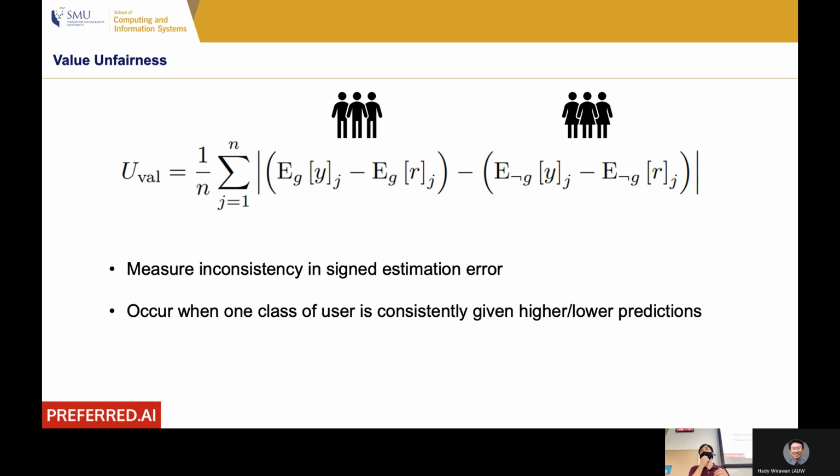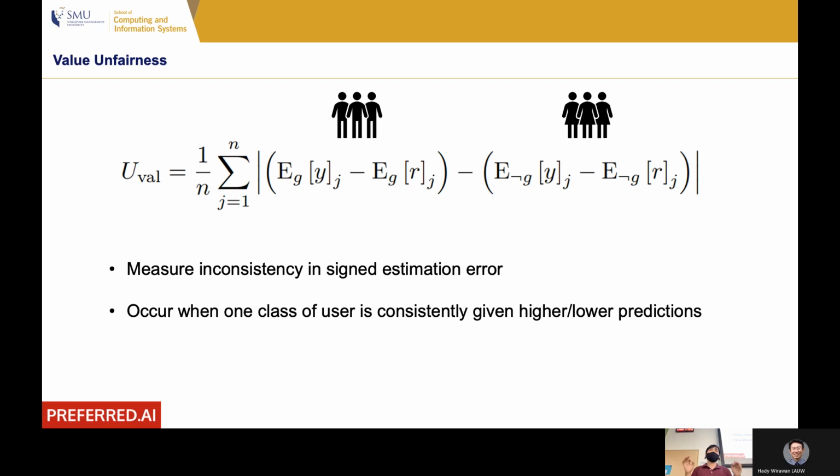So for every item, we see the average prediction. The E_g[y] there is the average prediction of the model for the first group, for the men. The E_g[r] is the true average rating for that particular group. So we see the difference, the error between the two. The second one is the same for the other group. So we are going to see the difference with the true rating, and then we see what is the difference between the two groups.